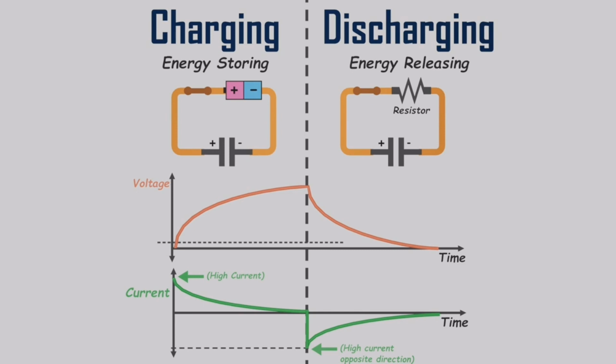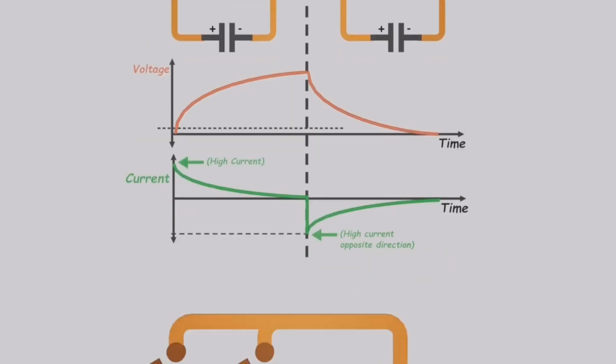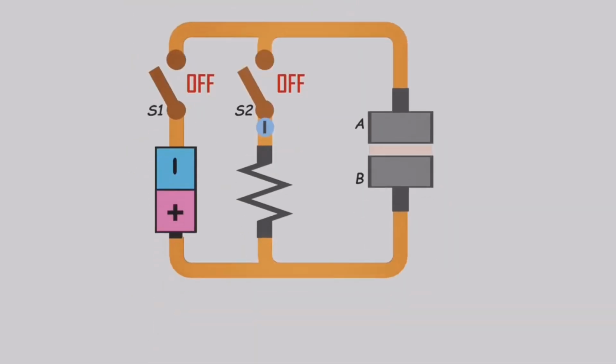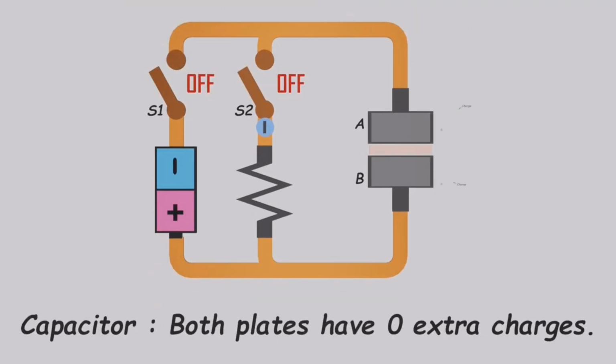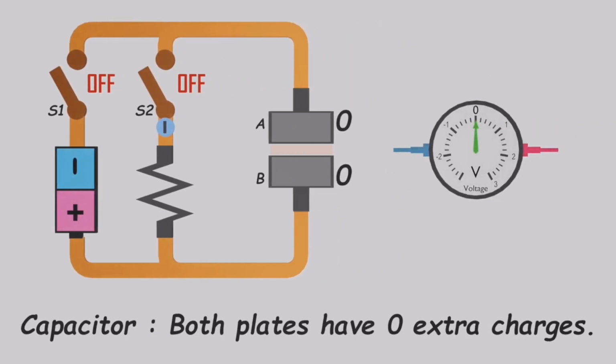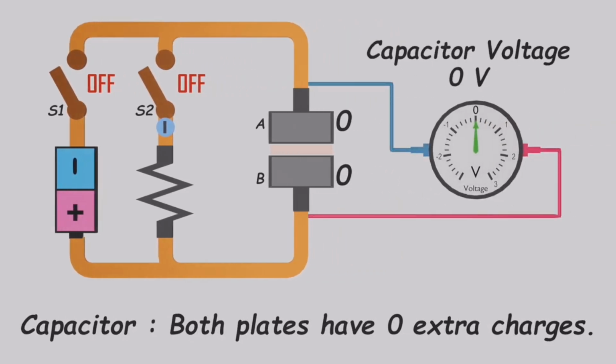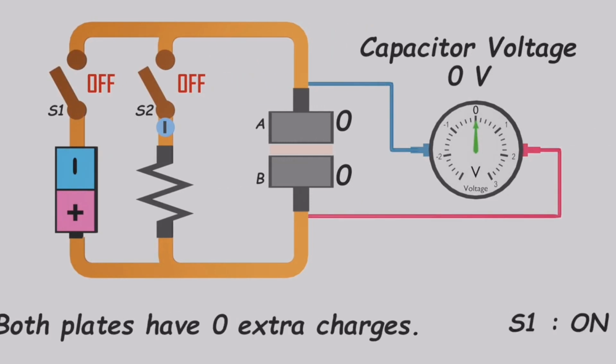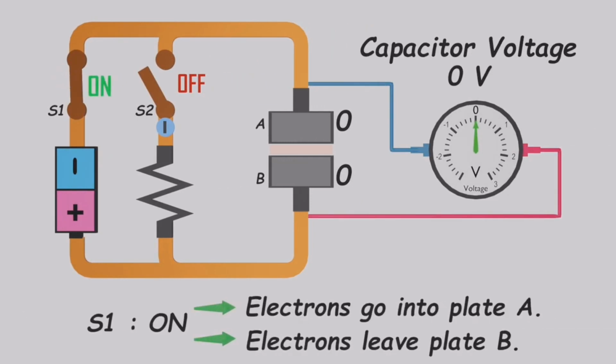Let's continue our exploration. We've modified our circuit to observe capacitor charging and discharging. Initially, both plates are charge neutral, resulting in zero capacitor voltage. If we turn on switch S1, current will flow, and the capacitor will start to charge. Let's consider what happens in detail.